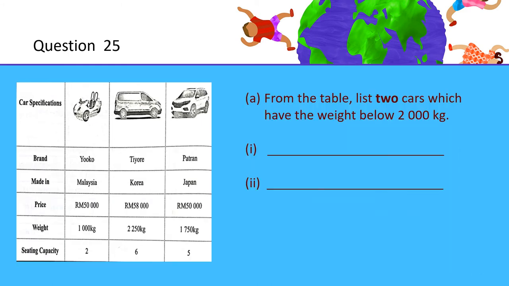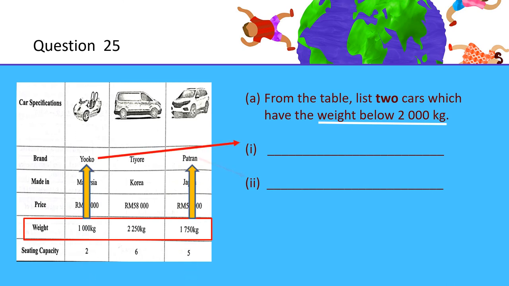Next. From the table, which two cars have the weight below 2000 kg? Okay, so look at the weight. 1000, 2200 and 1700. So there are two cars here. Below means under, not 2000. So the answer is Yoko and Patran.